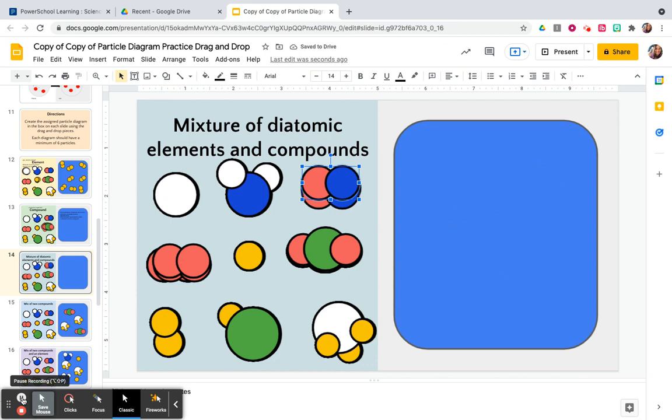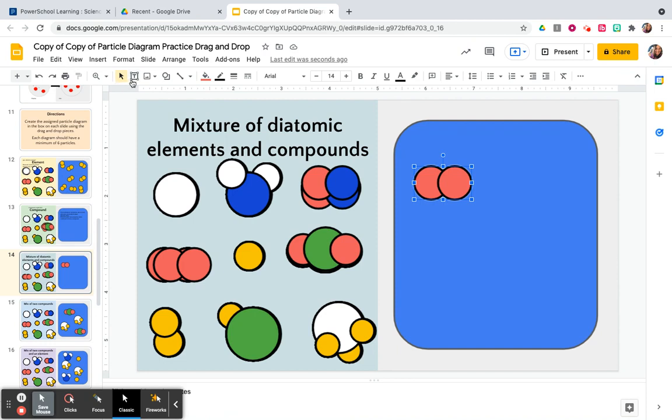All right, let's take a look and see what we've got going on here. So this slide is asking us to make a mixture of diatomic elements and compounds. So I'm going to look, and my red is a diatomic element, and so is my yellow. Okay, so remember, elements, one type of particle, just red, just yellow. Di means two, so there's two of them.